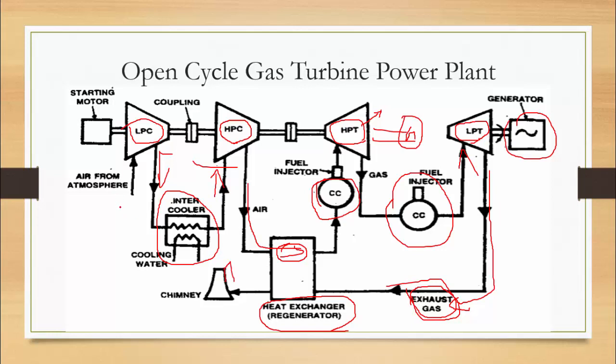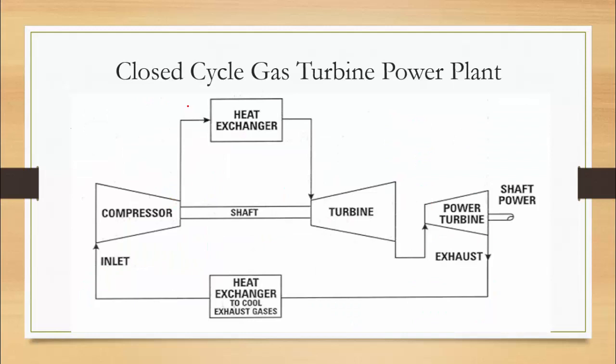So now, fresh air has to be taken again into the low pressure compressor. Here there is no connection between the air intake and the output. Hence this cycle is called an open cycle gas turbine. So now I am giving you a closed cycle gas turbine power plant. The closed cycle gas turbine power plant is nothing but this.